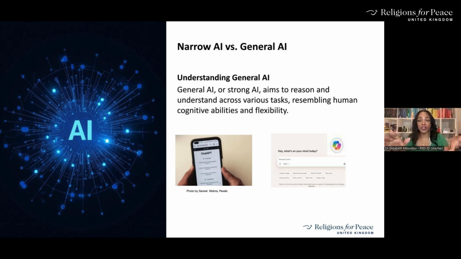In contrast, we also have general AI or strong AI. And here we're talking about an AI that's a bit more powerful. This AI is going to be designed to understand and reason across a range of tasks. And so the whole idea is that it's going to resemble humans, right? The human cognitive abilities, the things that we can do. ChatGPT and Microsoft Copilot and others are going to try to do the same thing.